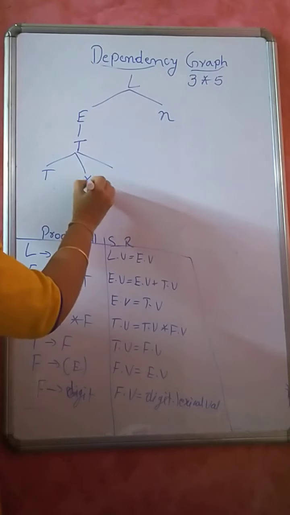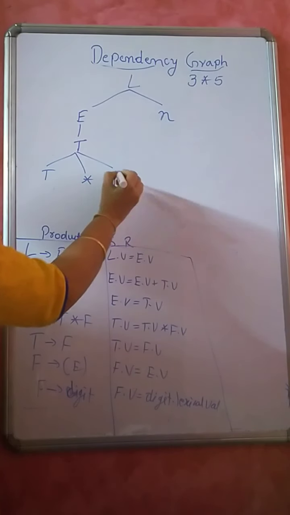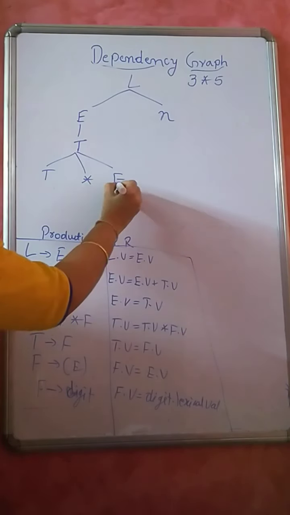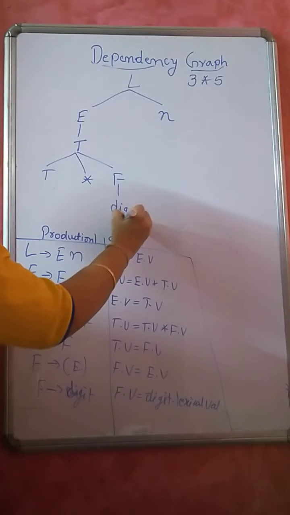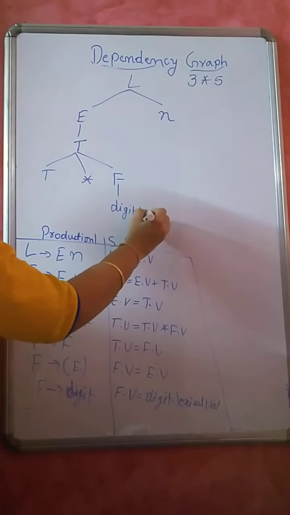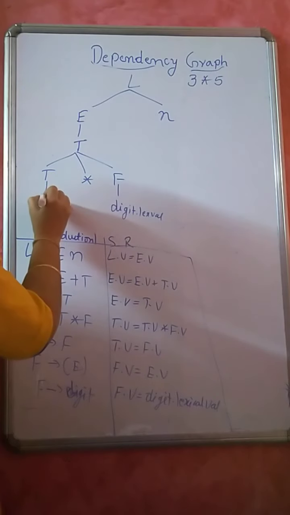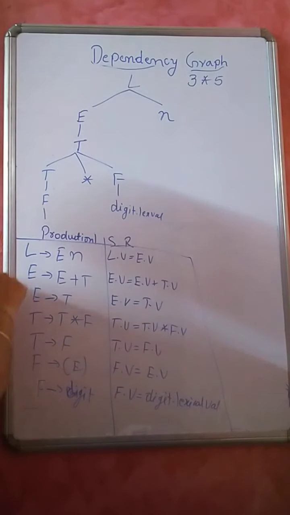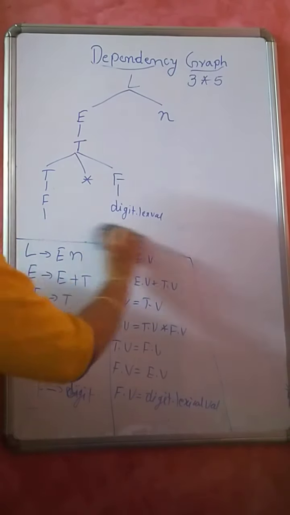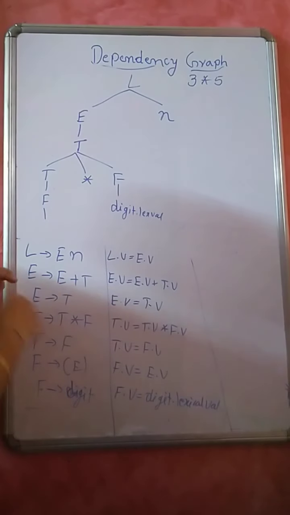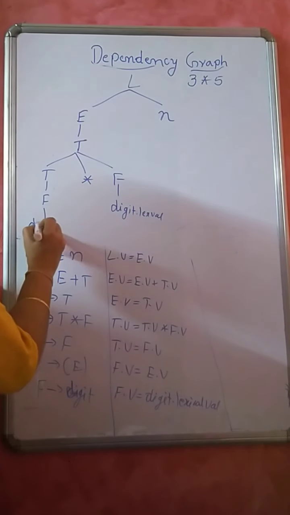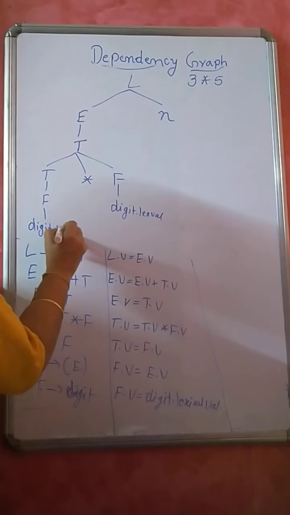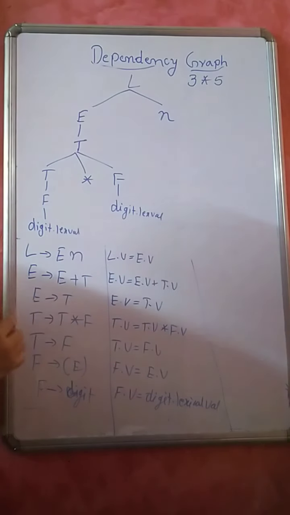E determines T, and T determines T star F. Then F determines digit dot lexical value. This determines F. This determines digit dot lexical value. Okay, so this is what? Parse tree. This is a parse tree.